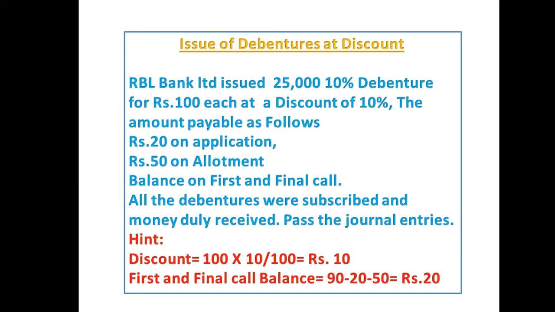Let me discuss the practical question. Issue of debentures at discount. RBL Bank Limited issued 25,000 10% debentures of rupees 100 each at a discount of 10%. The amount is payable as follows: rupees 20 on application, rupees 50 on allotment, balance on first and final call. All the debentures were subscribed and money duly received. Pass the journal entries. Let me discuss the question.